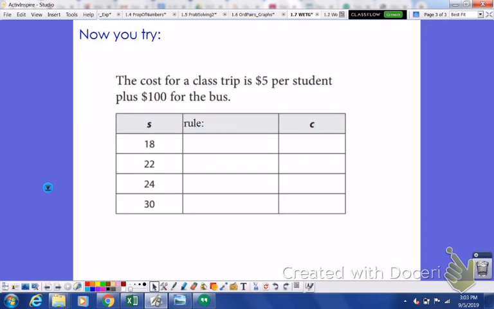So I want you to actually write this table in your notes. So we have S, we have what's my rule, go back to here, $5 per student, plus $100 for the bus, write out what the rule is, substitute into your middle there, and then finally find out what the total costs were for those numbers of students. So go ahead and pause this until you're finished with this problem, and then we are done with this chapter.